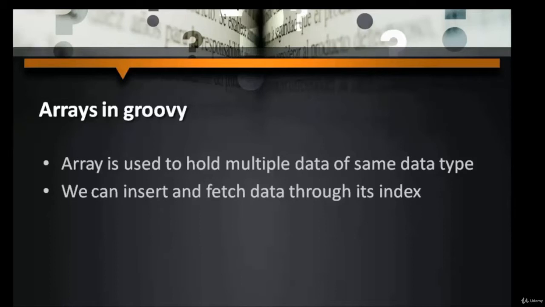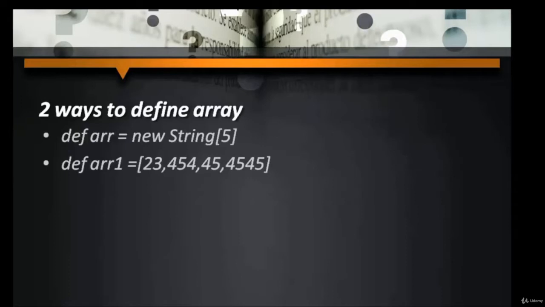We can store all the data in the array. We are going to assign a name to the array. So whenever we want to get a value, we just need to remember only one name. We can fetch the data through its index. So we have two different ways to define an array.